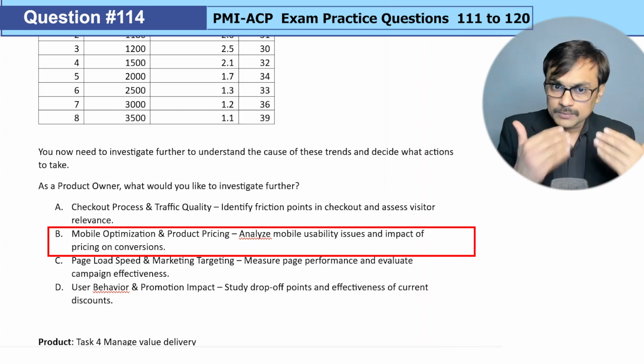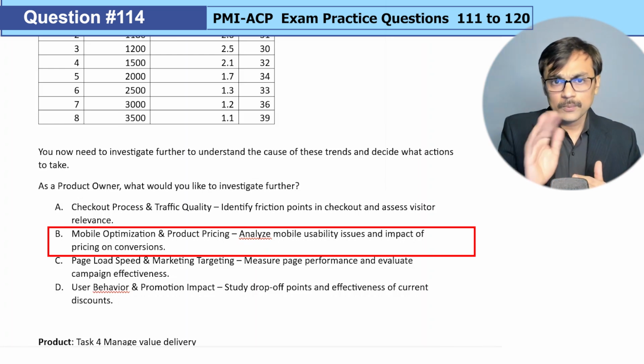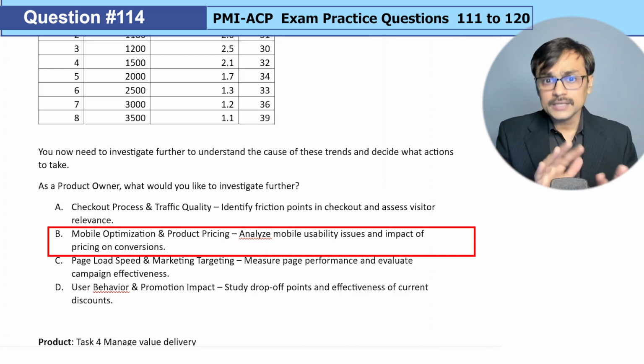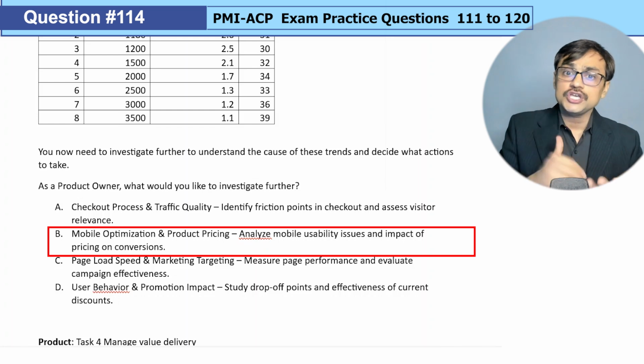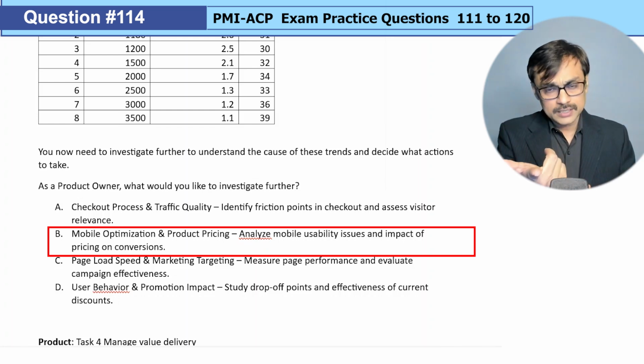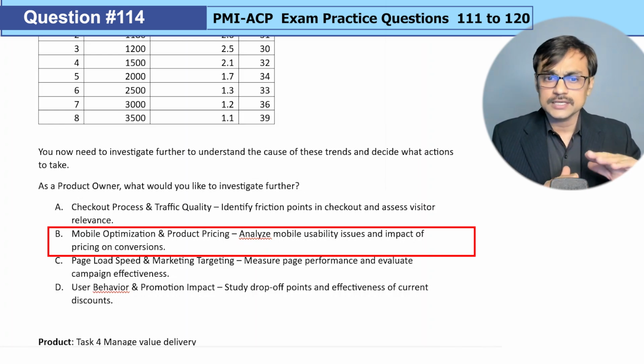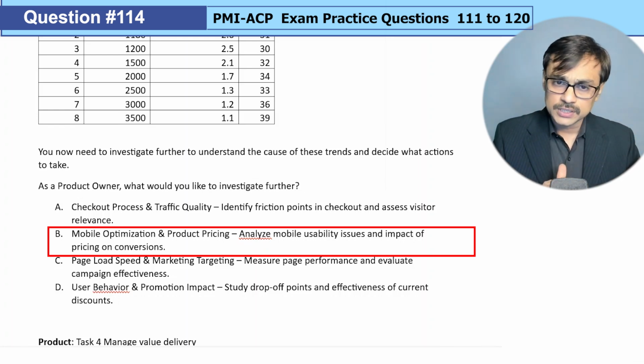So I need to add more assumption to agree to option B. Yeah, so that thing is not coming. Product pricing could be there, but there is no data showing change in product pricing. That data is missing. There could be a reason, and we can investigate further. But mobile optimization and product pricing data is not coming out of this particular data.